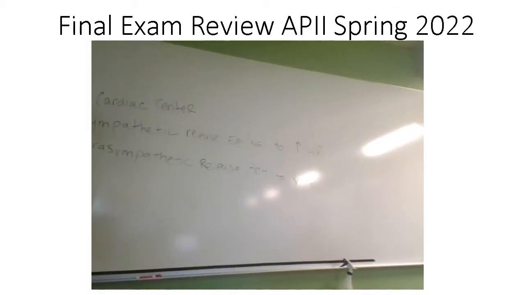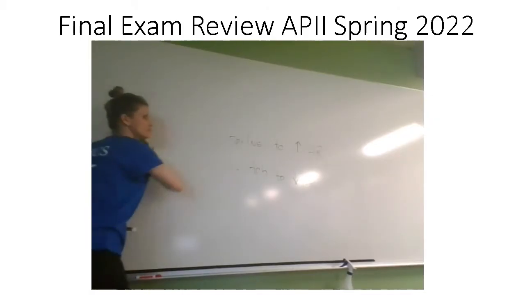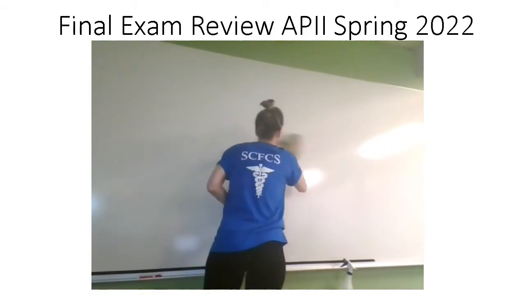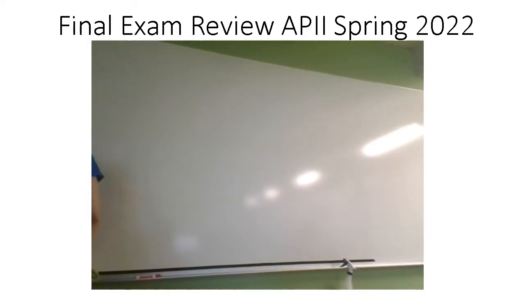The last thing for the heart is talking about the different volumes of blood. So we talked about the end systolic volume. We talked about the end diastolic volume, and we talked about the stroke volume. And cardiac output.